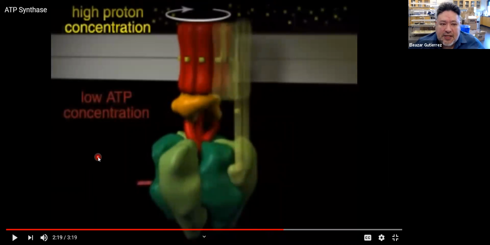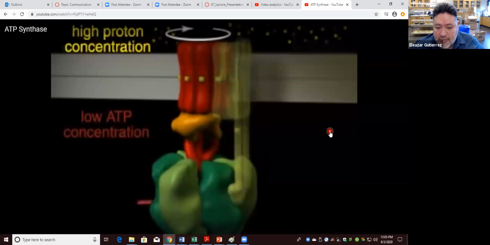Okay, I'm going to stop there. They're going to tell you that ATP synthase is an enzyme, so it can work forwards or backwards. Forwards means that a proton gradient makes ATP. Backwards means that if you have a lot of ATP, this thing will actually spin backwards and produce a proton gradient, which is, again, mind-blowing.